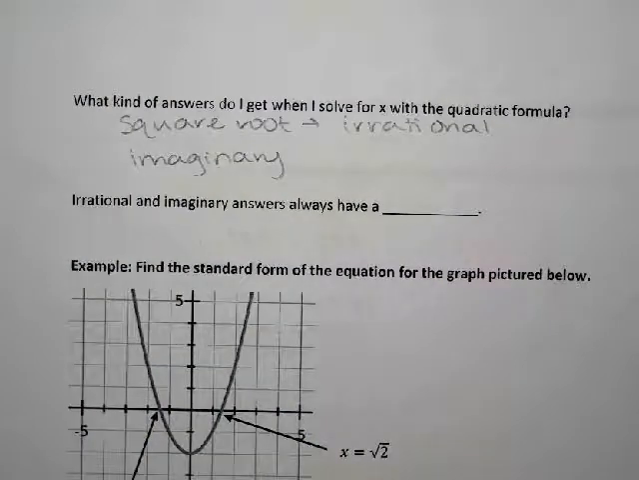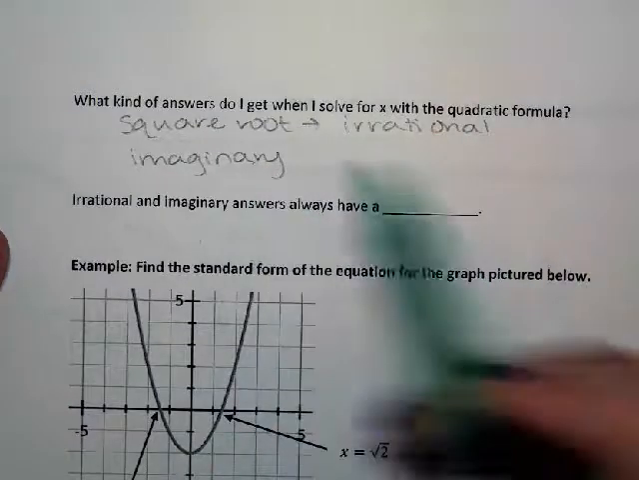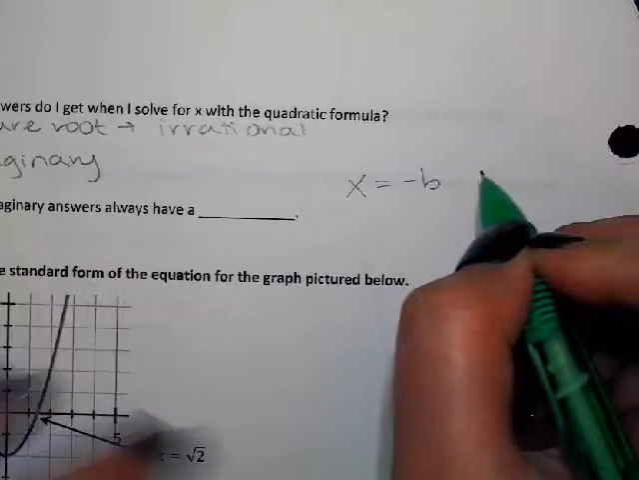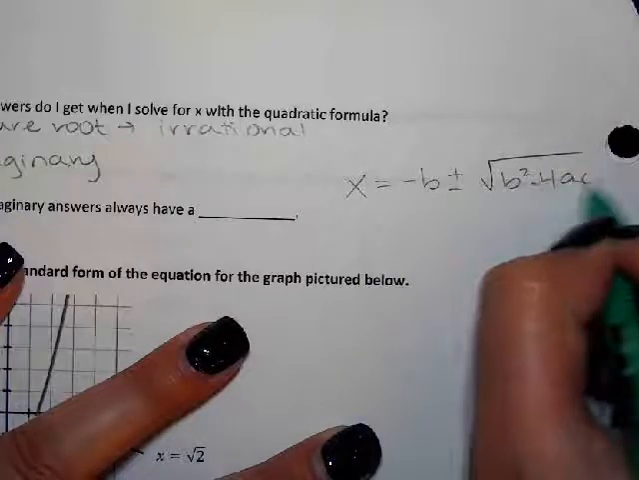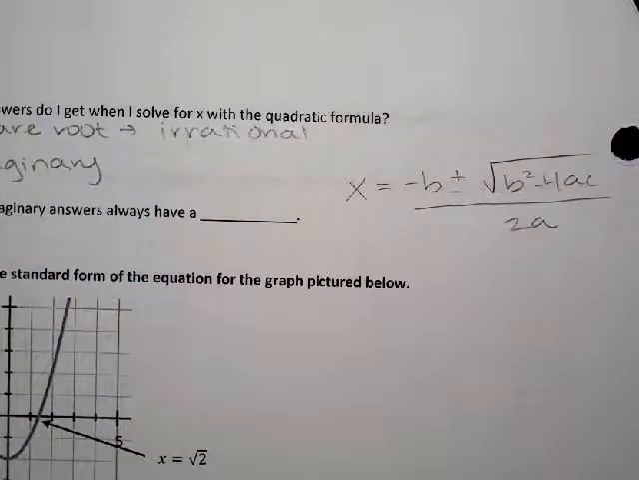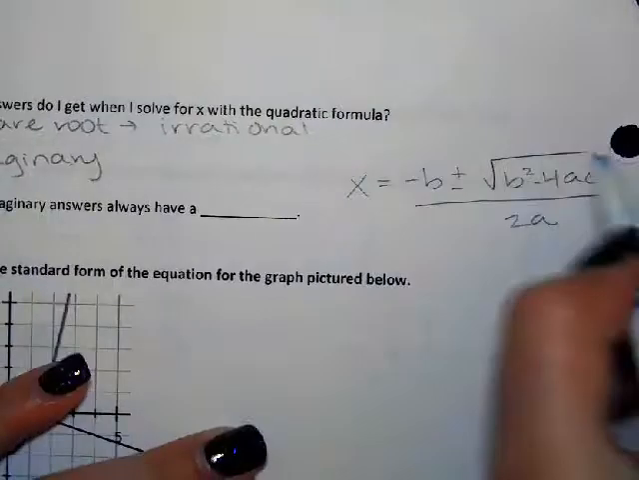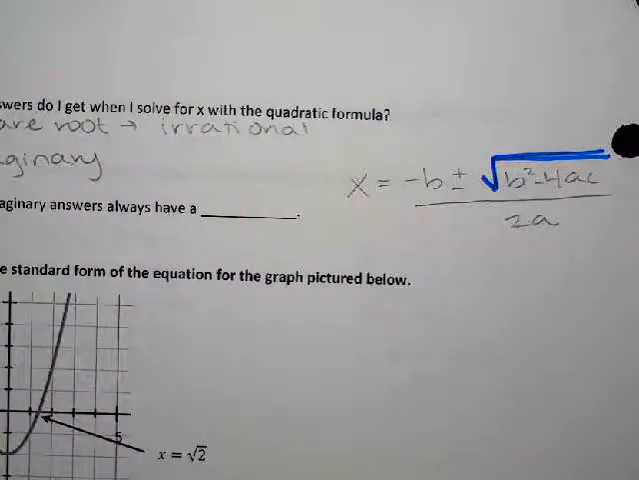Now the interesting thing about both of these, irrational and imaginary, is that since they came from the quadratic formula, let's go ahead and write the quadratic formula out. X equals negative b plus or minus square root b squared minus 4ac all over 2a. The irrational and the imaginary answers both come from this square root sign right here. The irrational answers we talked about come from the square root sign. The imaginary answers we talked about come from the square root sign.